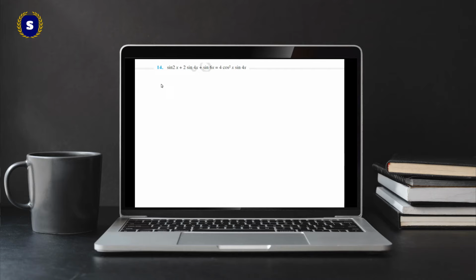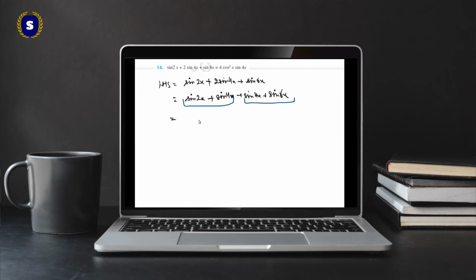So here we have LHS is equal to sine 2x plus 2 sine 4x plus sine 6x. So we'll basically split the middle term, okay, sine 2x plus sine 4x and then plus sine 4x and sine 6x. So grouping them into sine 2x, sine 4x. Again, I can say that there are multiple ways to solve this question. I am using one of them.